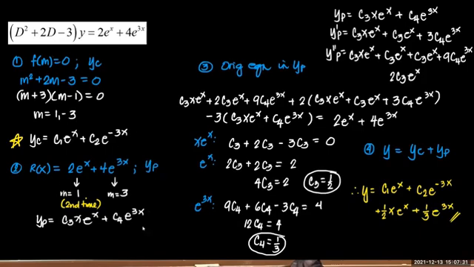Now, the second portion is proposing a yp, or the particular solution. You basically want to propose the form. Where do you obtain the form from? From the r(x). So we write the r(x) down here. 2 e to the x plus 4 e to the 3x. Now, what are the roots for us to obtain these? The root for this one is m equals 1. The root for this one is m equals 3.